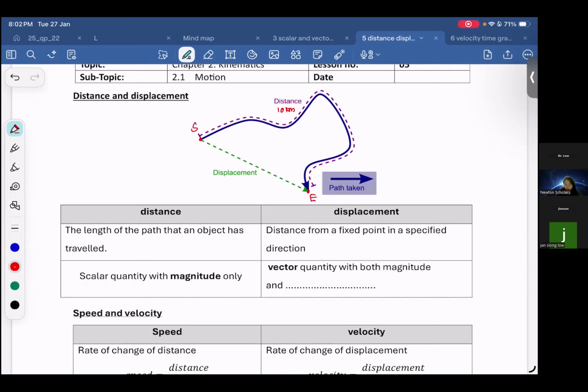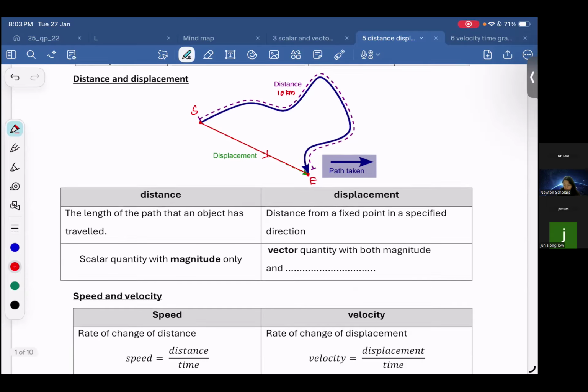From starting to ending, we find the shortcut path. That is our displacement. Starting, ending, we draw a straight line. That is your displacement. So do we need to have a specific direction? Yes. We need to know the directions of starting and ending. So this one is called displacement. We say that it is a vector quantity because it has magnitude and direction. Here, write it down, direction.